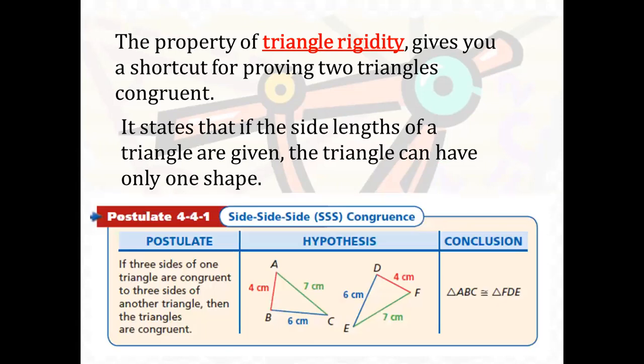So this is the first property which you have, which is SSS congruence, or the side side side congruence. What does the side side side or SSS property say? It says that if the three sides of one triangle are equal to the corresponding three sides of another triangle, that means both the triangles are congruent. I'm repeating it again: if three sides of one triangle are congruent to the three sides of the other triangle, that means both the triangles are congruent.